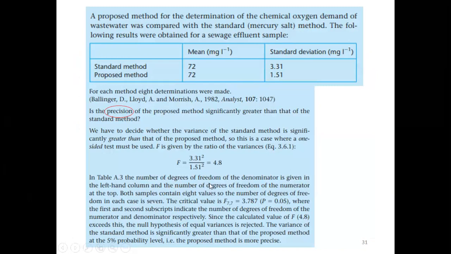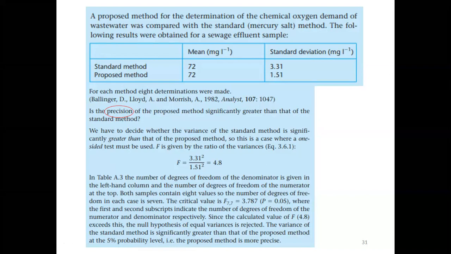The degree of freedom of the denominator is given on the left, as we have discussed. In both cases, it says each method has 8 determinations. So in the numerator the number of measurements equals 8, and in the denominator the number of measurements also equals 8. Therefore, in both cases the degree of freedom equals 7, because degree of freedom equals n minus 1. So 7 is the degree of freedom.